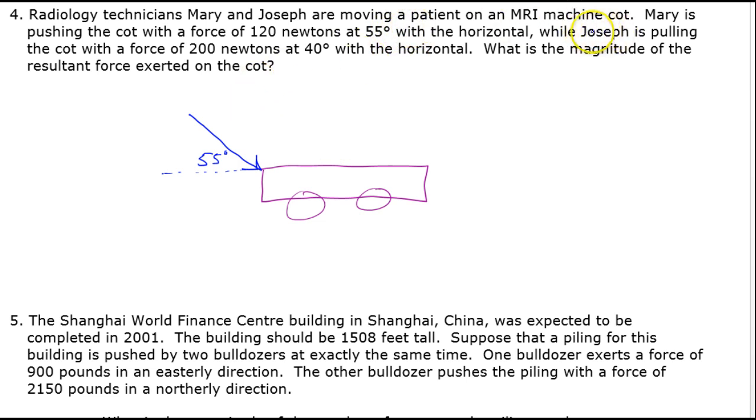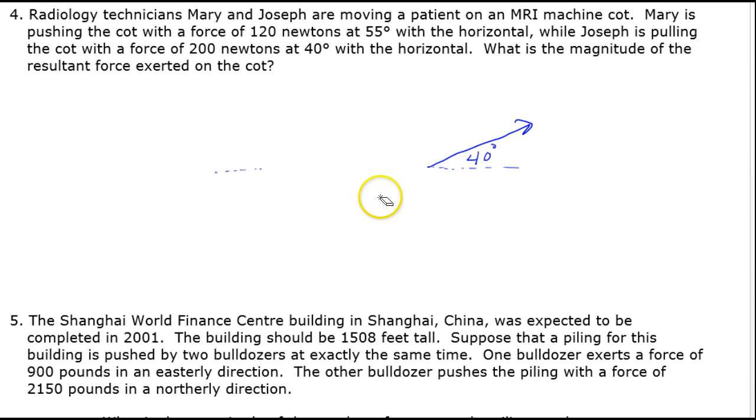Meanwhile, Joseph is pulling the cot at a 40-degree angle. So if this is the horizontal, then Joseph is pulling the cart and this is the 40 degrees. However, to find the resultant vector, having a pretty picture like this is not as helpful as having a chart.